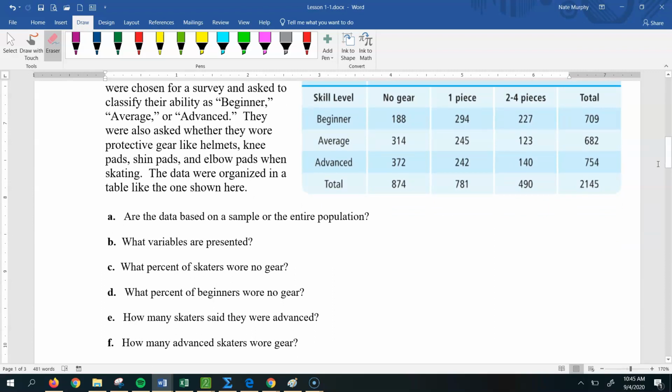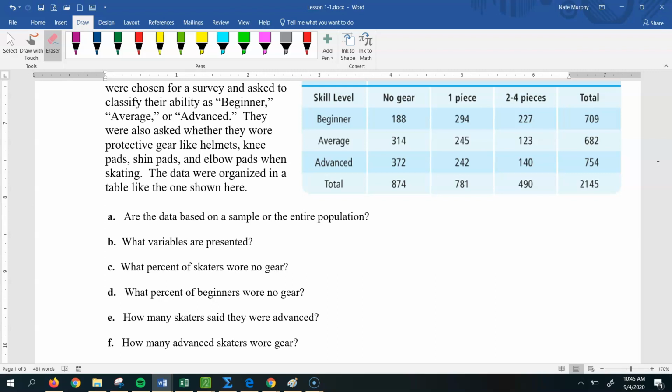So I want you to figure out, is the data based on a sample or an entire population? What are the variables that are represented? What percent of skaters wore no gear? What percent of beginners wore no gear? And how many skaters said they were advanced, and how many advanced skaters wore gear?